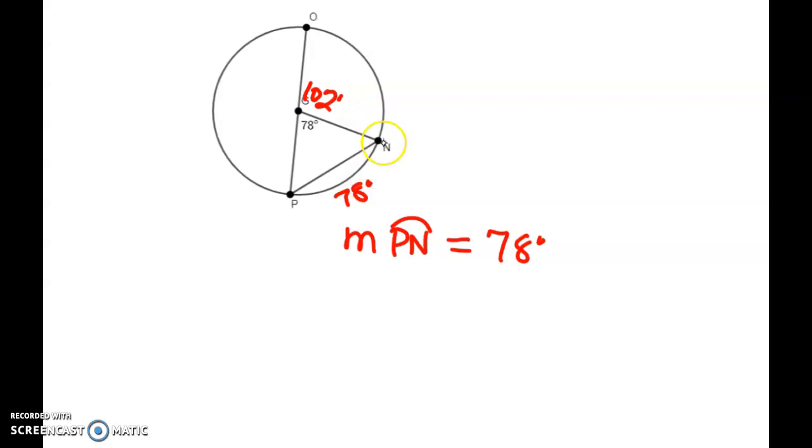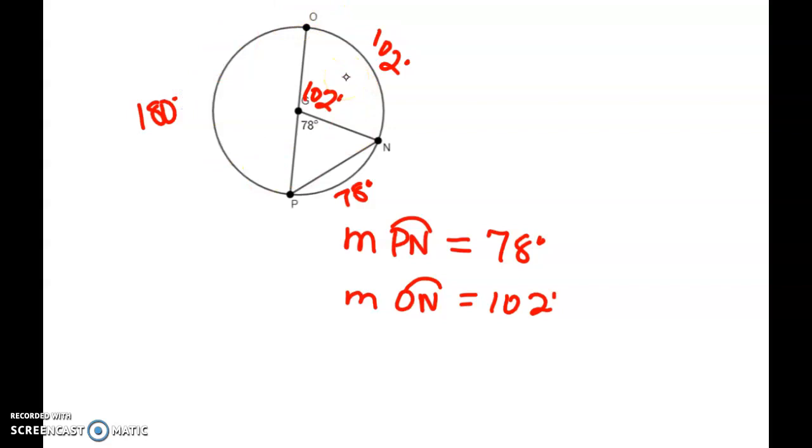This arc measure is also a minor arc, so I can name it. Just like an angle, we put an M in front when we want the measure. The arc measure ON is going to be 102 degrees. And this arc here is 102. Again, we talked about this whole thing being 180 and this whole thing being 180. And we know that there are 360 degrees around a circle.